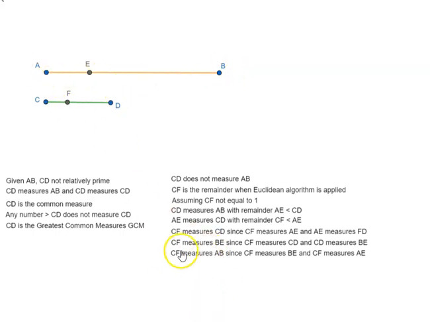So which means, see here, we have already shown that CF measures CD, and now we are showing CF measures AB. That means CF measures both AB and CD. We have arrived at the common measure. But now we have to show that it is the greatest common measure. So for this, we will use contradiction. So let's assume CF is not the greatest common measure, which means there must be some number G which is greater than CF, which is the GCM of AB and CD.